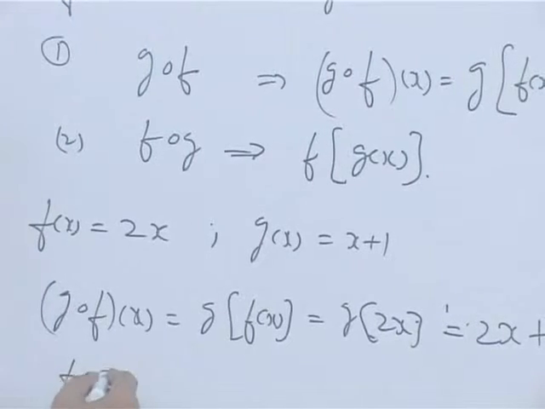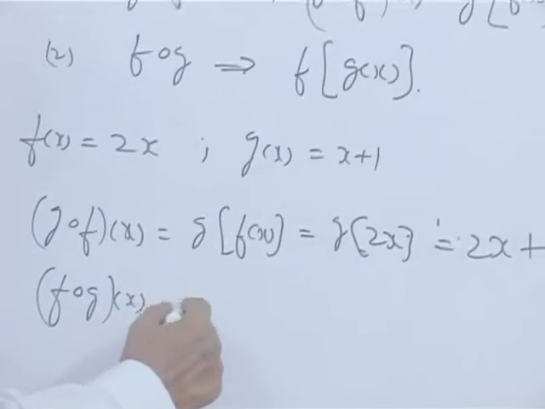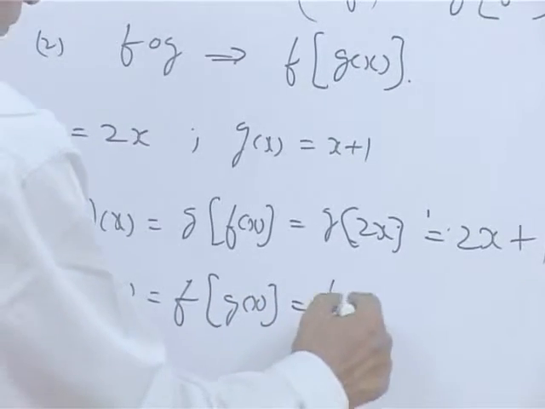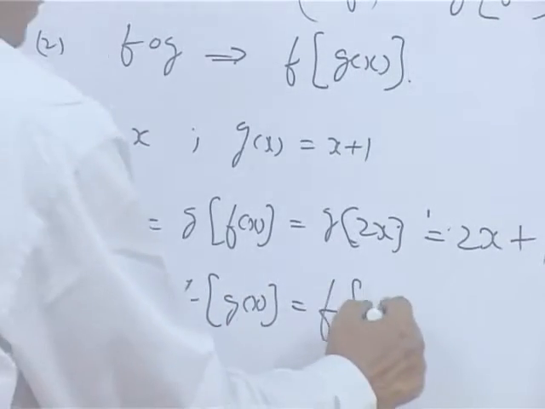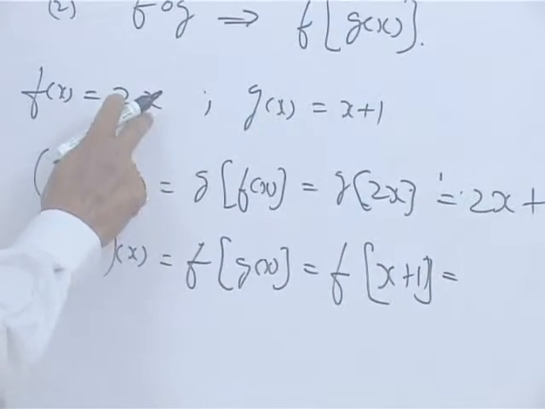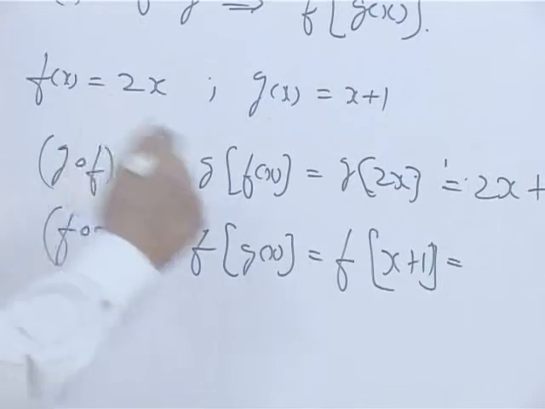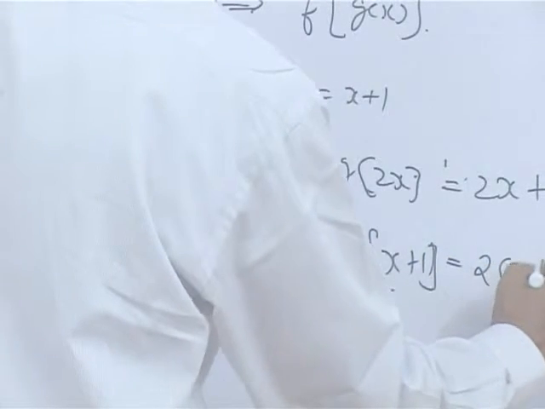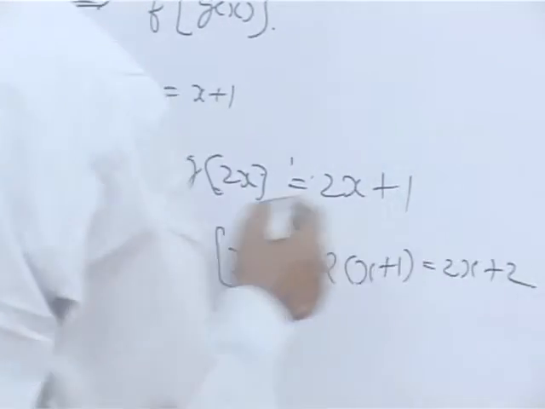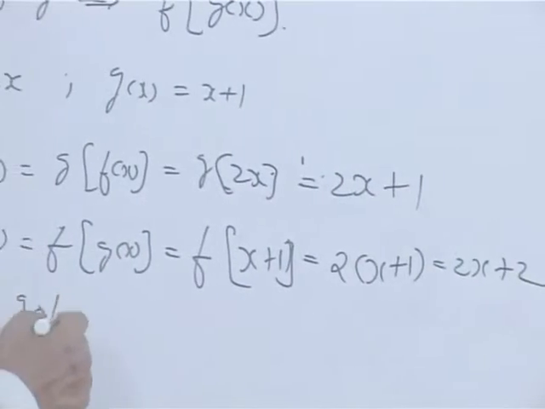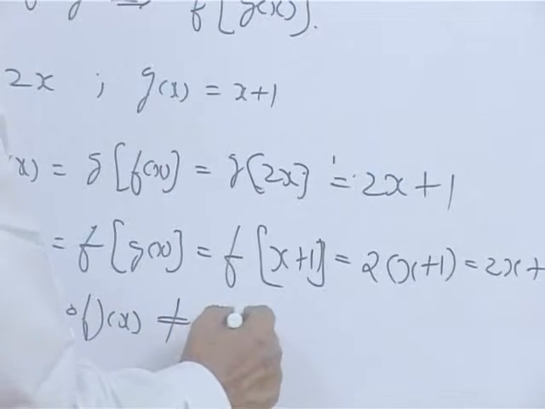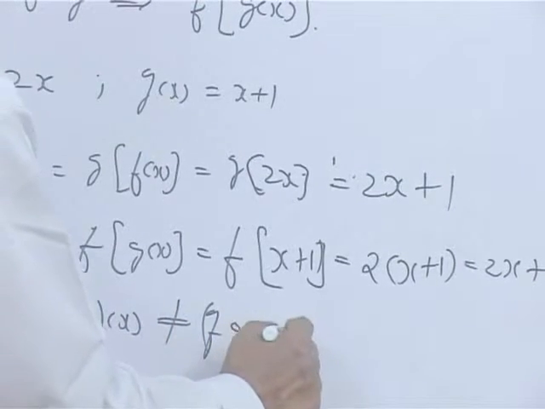Let's consider f∘g of x. It is f of g of x, which is the function value of g of x. g of x is now x plus 1. Replace the x belonging to f of x by x plus 1. It becomes 2 times x plus 1, which is 2x plus 2. These two are not equal. Therefore, g∘f in general need not be equal to f∘g of x.